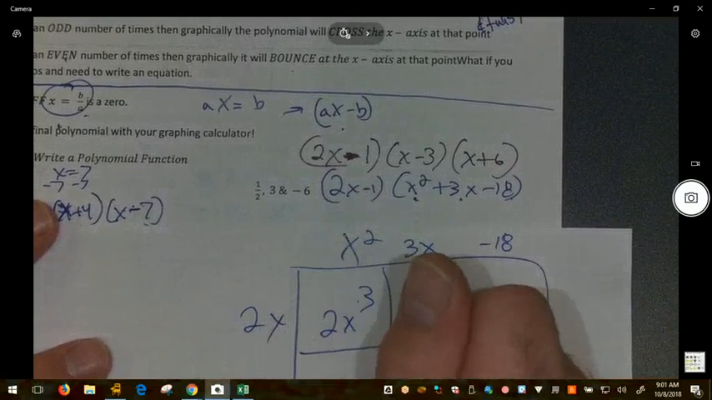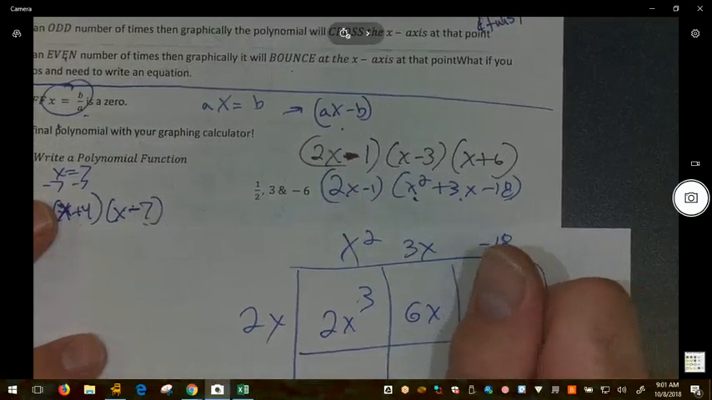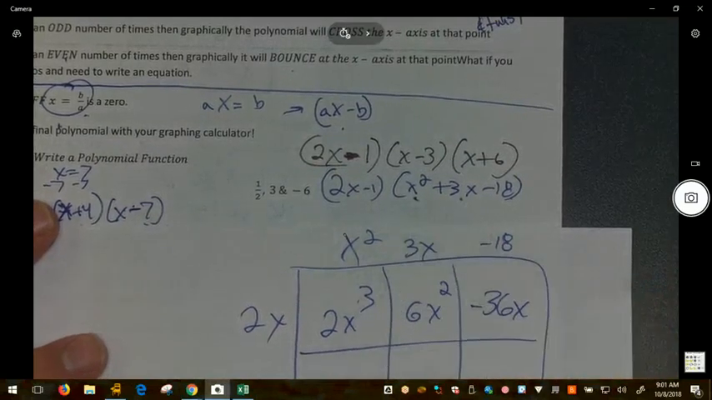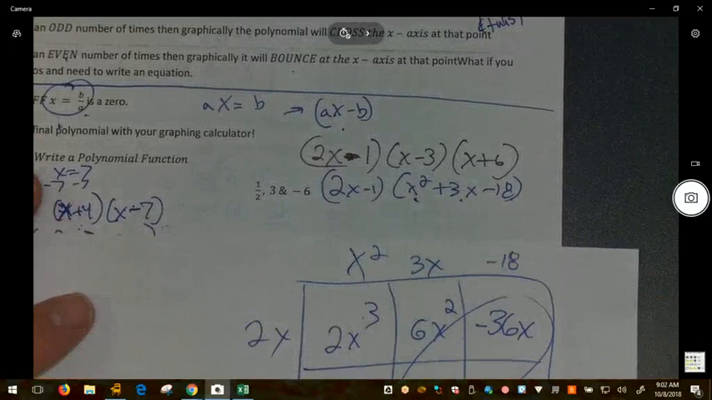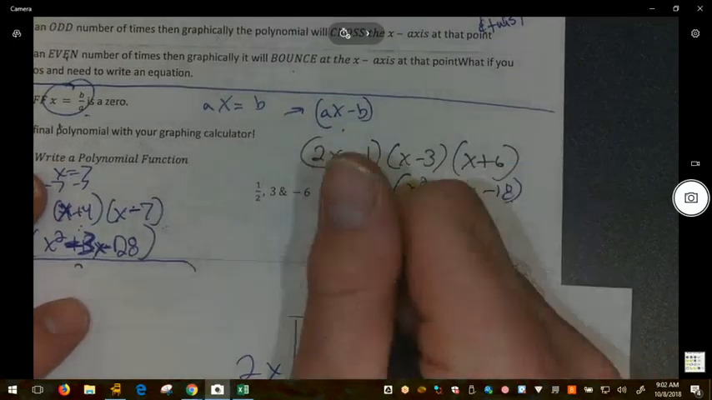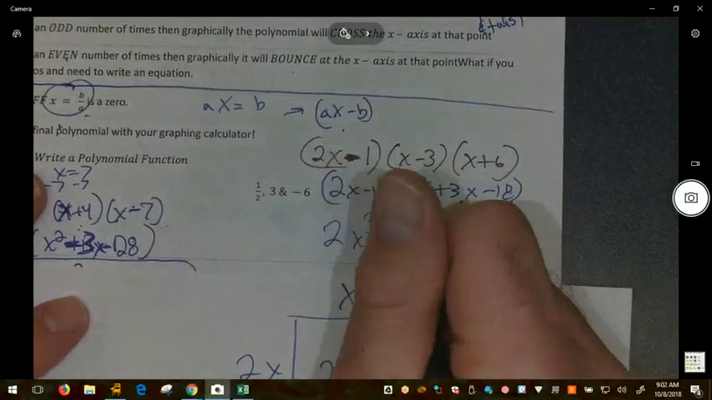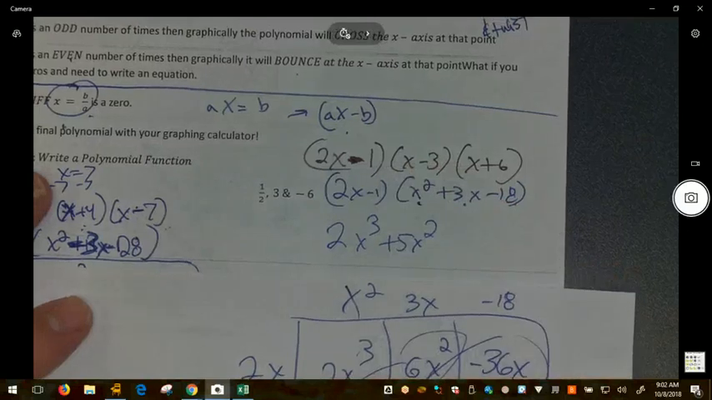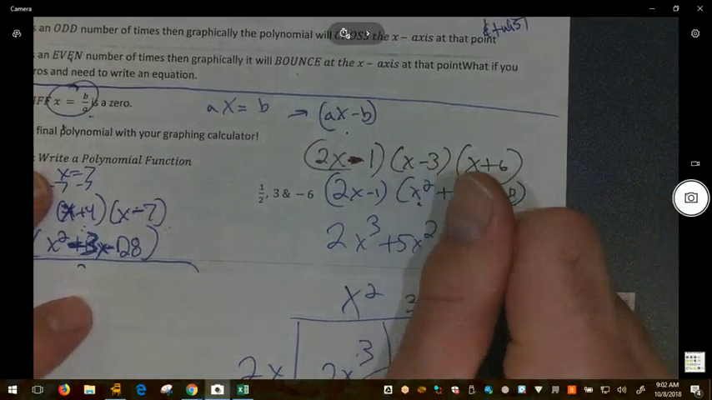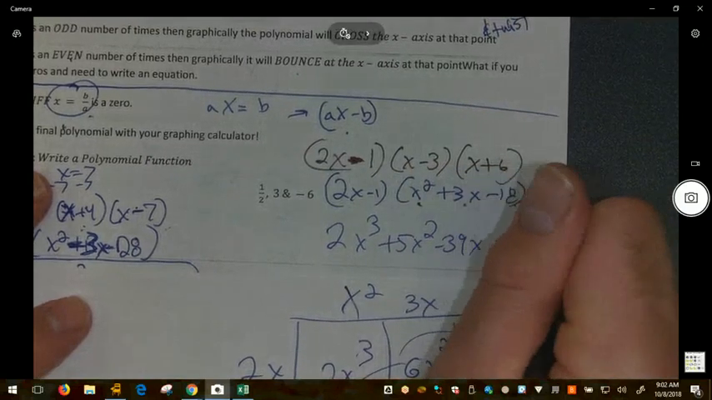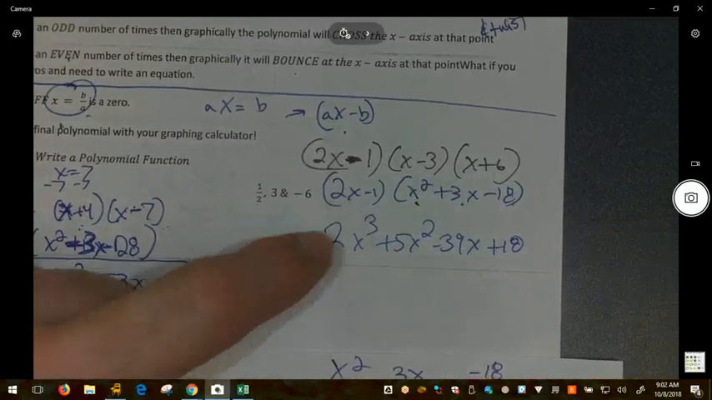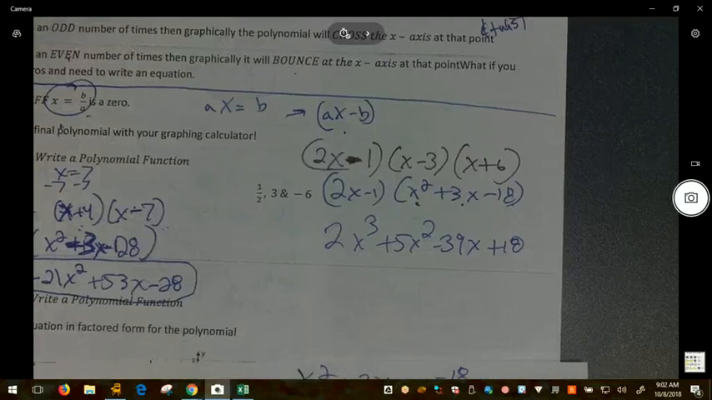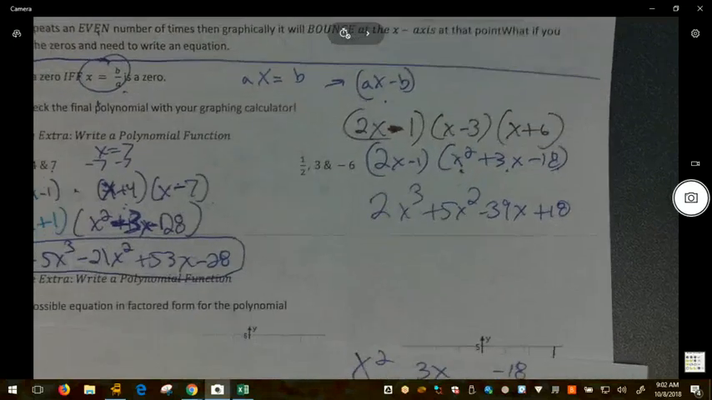Here's 2x cubed, 6x, negative 36x. This should have been x squared. Here's negative x squared, negative 3x, and positive 18. And combining like terms, I have 2x cubed plus 5x squared minus 39x plus 18. There were 3 zeros. The polynomial is a 3rd degree polynomial, a cubic equation.